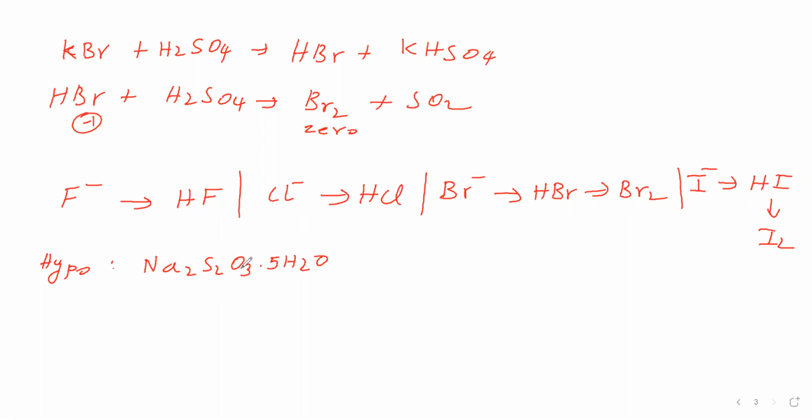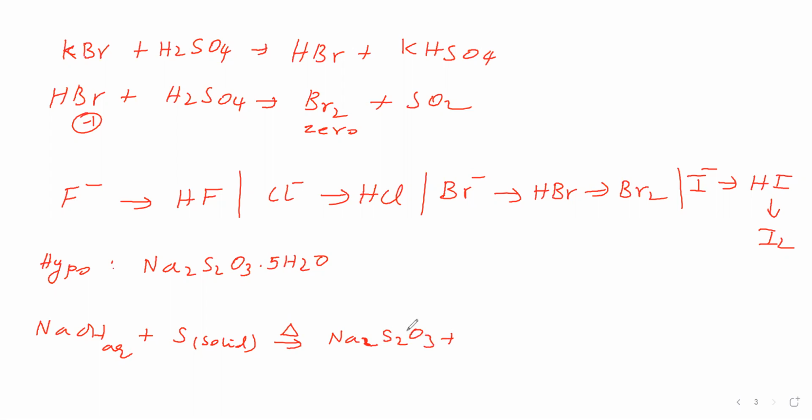Now preparation of hypo we'll see. We are taking sodium hydroxide. To this we are adding sulfur. Sulfur is solid. Sodium hydroxide is an aqueous solution. The contents are boiled. We are getting hypo solution.